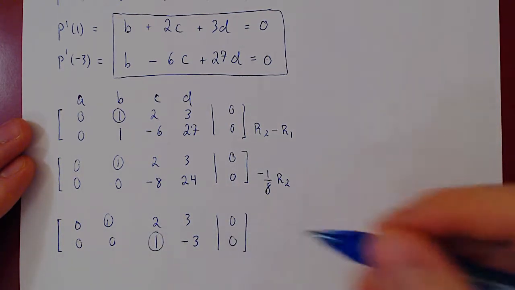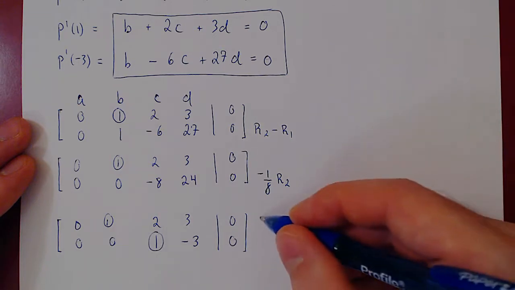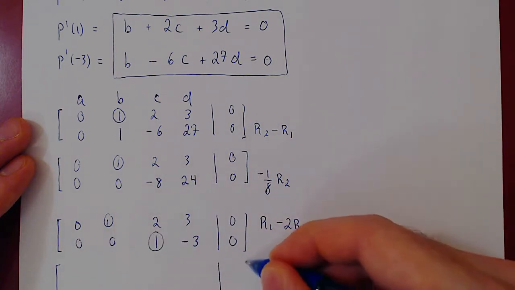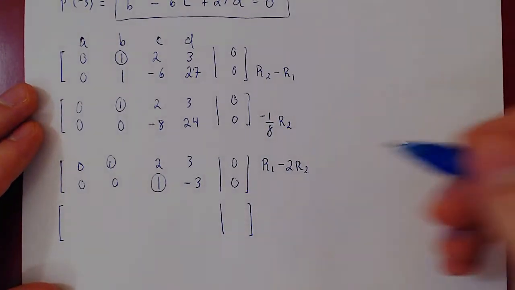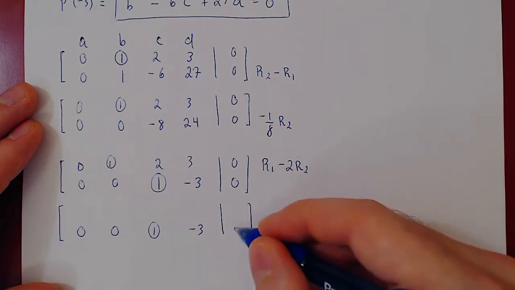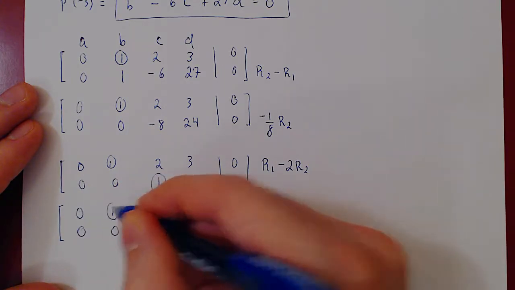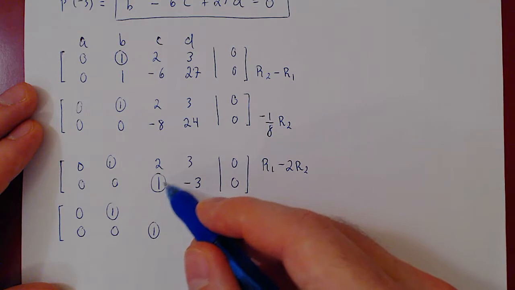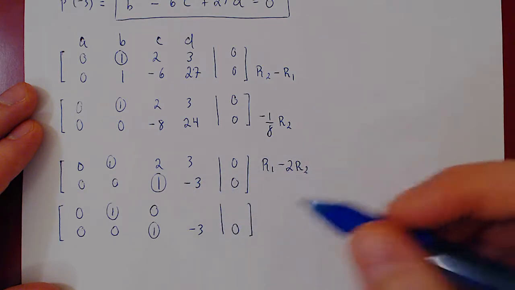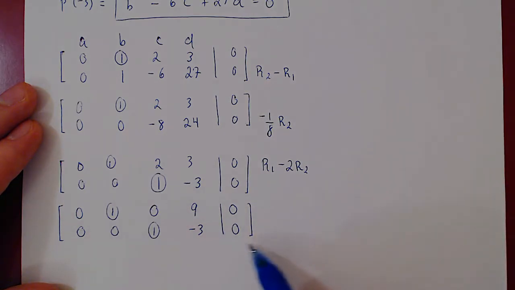Let's complete the reduction by killing the entry above our second leading 1, doing row 1 minus 2 row 2. This will complete the reduction. We are only changing row 1, so you can recopy row 2. Let's complete the operation. So row 1 minus 2 row 2, these will stay the same. 2 minus 2 times 1 is 2 minus 2, which is 0. 3 minus 2 times negative 3 is 3 plus 6, which is 9. And this is also 0. And now we have the reduced row echelon form of our matrix.